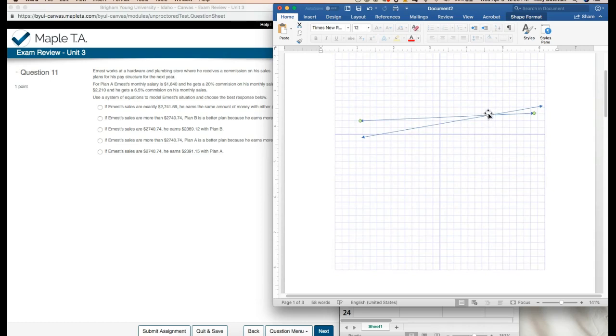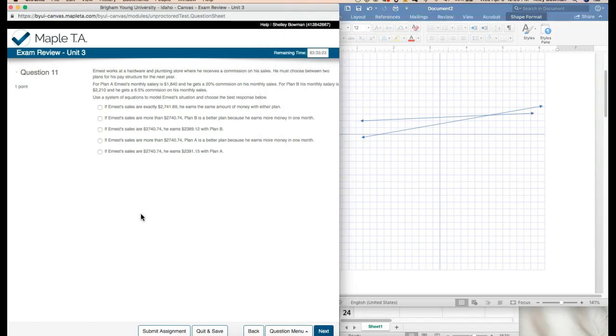It doesn't matter which plan. But beyond that, then the 2,000 Plan B, this one is actually going to be lower, because he's going to get paid less with the 6.5%. This one, because we have higher monthly sales here, it actually increases dramatically more. Well, not dramatic, steadily more after that point. So now let's go see which of these works.